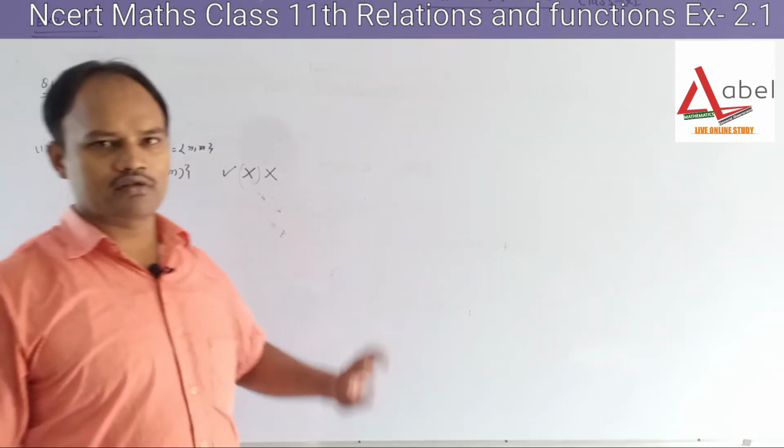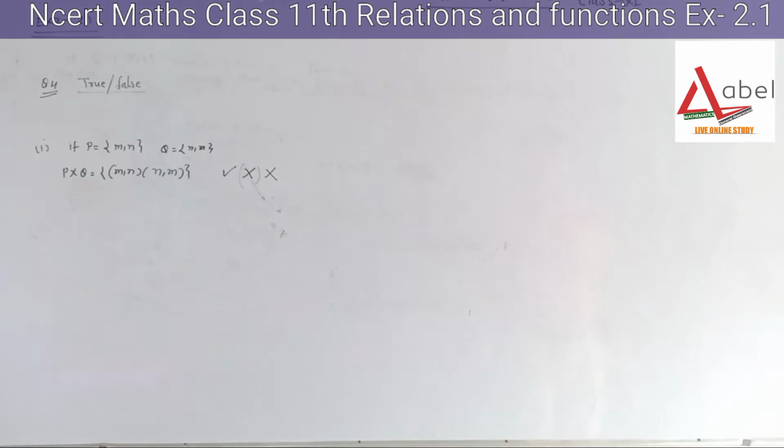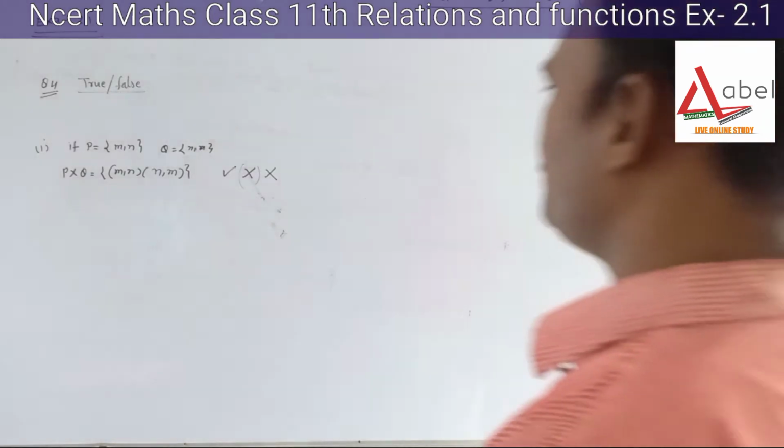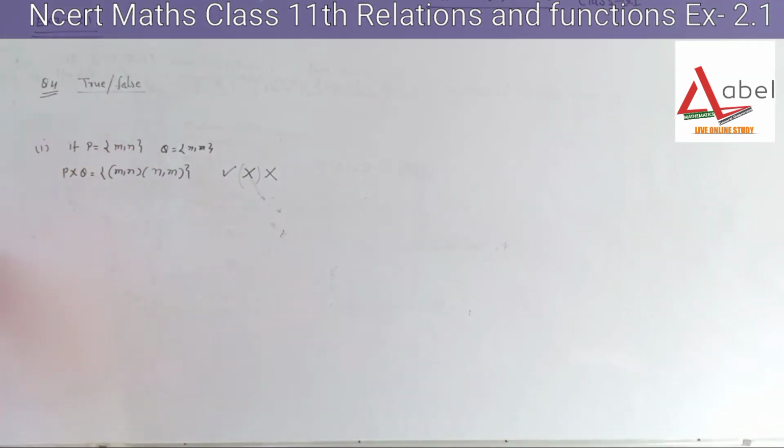It is a true or false. So let's see what we can do. Firstly, you have to think about it. P is given, Q is given. Now we have to find P cross Q. So is the answer true or false? We don't know. So we are going to multiply them, means we are going to find P cross Q. So what is the value?